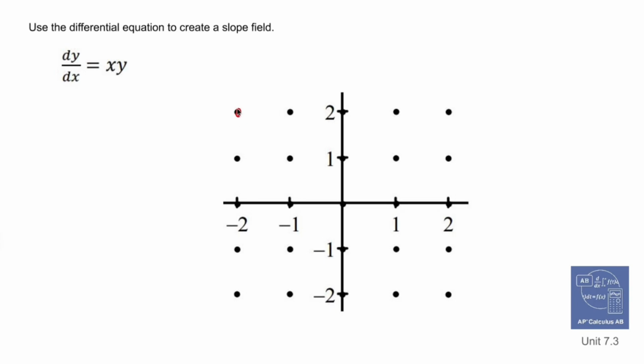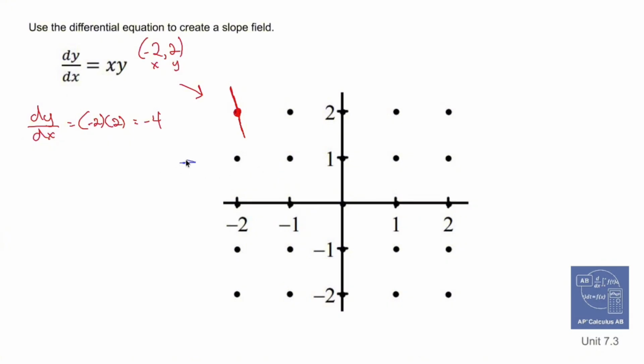Let me pick this point right here. dy/dx means the derivative. The derivative means slope. That point right there is the point (-2, 2). -2 is an x value, 2 is a y value. So to find the slope at that point, we replace x with -2 and y with 2, and that gives us -4. The slope of -4 is going to look like a steep negative line. So what a slope field looks like is we just take turns plugging points into the differential equation to see what we get.